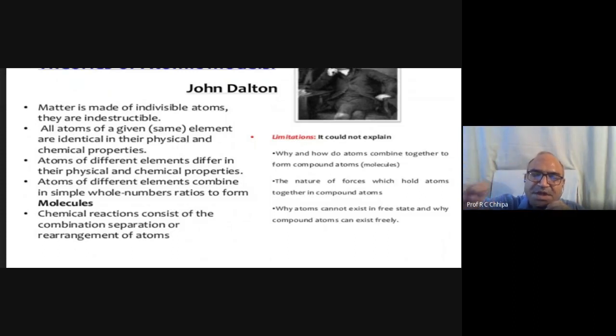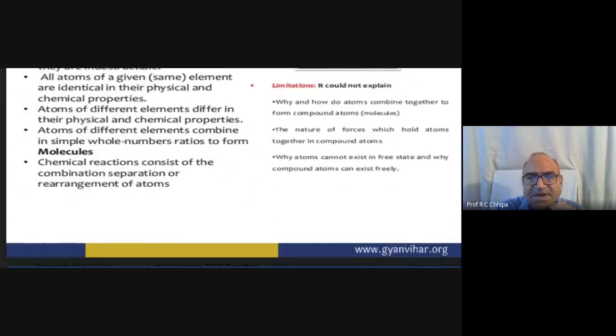For example, in the case of water, 2 hydrogen and 1 oxygen. So 50 hydrogen atoms combine with 25 oxygen atoms, and they give 25 molecules. The whole number ratio is 2:1, hydrogen 2 and oxygen 1, and then we get the H2O water molecule. So a chemical reaction consists of the combination, separation or rearrangement of atoms.